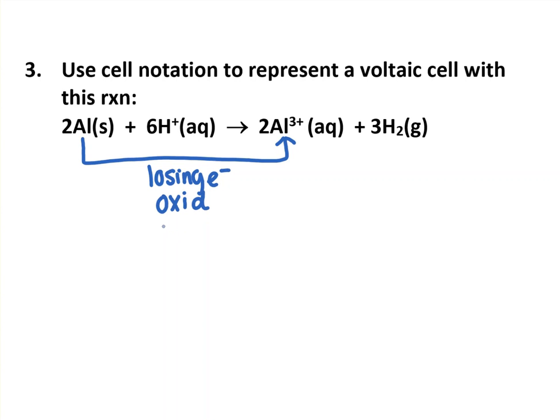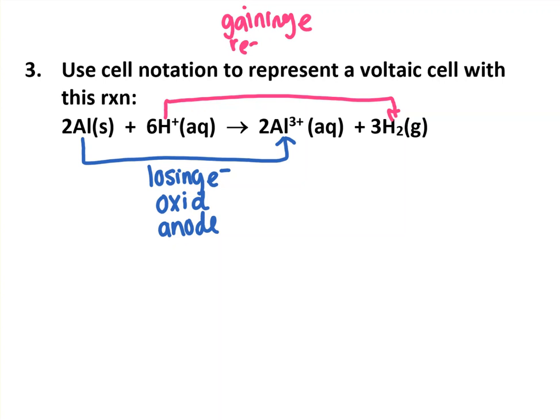And we know that oxidation occurs at the anode. And we could do the same thing for the hydrogen. If we look, it's going from positive to being neutral. So it is gaining electrons. That's reduction. And that occurs at the cathode. Okay, on our line notation, you need to remember what goes on the left and what goes on the right. On the left, we always have the anode. So I'm going to start with my anode over here.